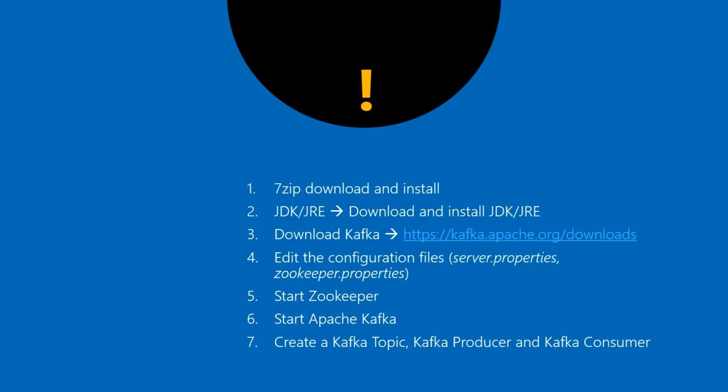So below are the required steps that we are going to perform. First thing is to download and install 7-zip. Second, make sure to download either the JDK entirely, or the JRE is also enough to run Kafka without any problem. And you can download Kafka from the link given in point 3. In step 4, we are going to edit two files, server.properties and zookeeper.properties. In step 5, we are going to start the zookeeper. Then we need to start Apache Kafka. And finally, we are going to test Kafka by creating a topic, listing the topics, starting the producer, pushing the content, and then verifying the same content through the Kafka consumer.